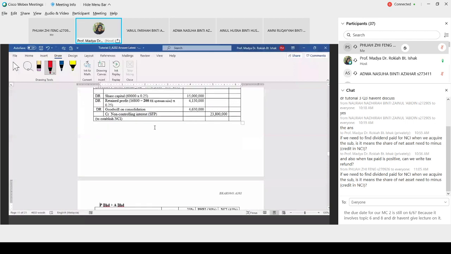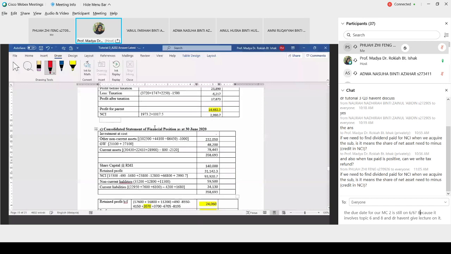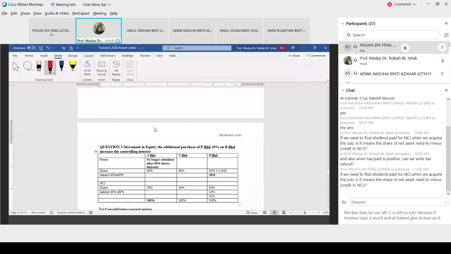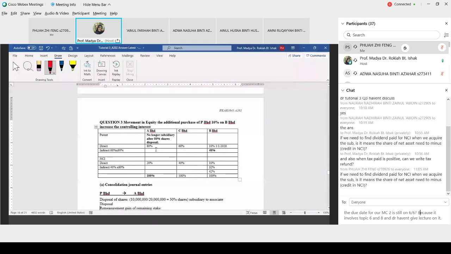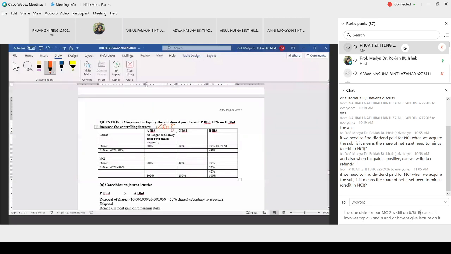Okay, so this is what you have here. The first thing you need to look at is the equity. This is what you have for the company. We start with the parent. Before this, P has 80% in A. After that, they dispose 50%, which means that A is no longer a subsidiary. At the beginning, P directly has 80% in A, so NCI has another 20%. In C, P has 60%, and that means NCI has another 40%.